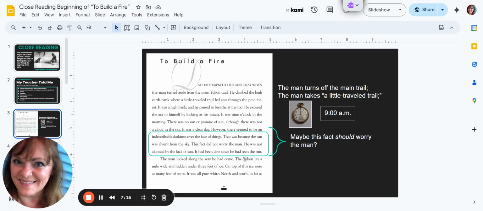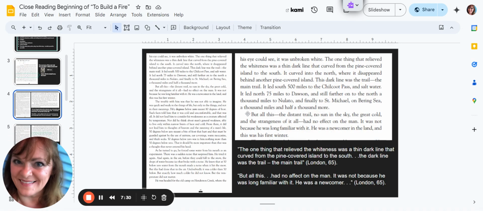"The man looked along the way he had come. The Yukon lay a mile wide and hidden under 3 feet of ice." Yikes. "On top of this ice were as many feet of snow. It was all pure white, north and south. As far as his eye could see, it was unbroken white. The one thing that relieved the whiteness was a thin, dark line that curved from the pine covered island to the south. It curved into the north where it disappeared behind another pine covered island."